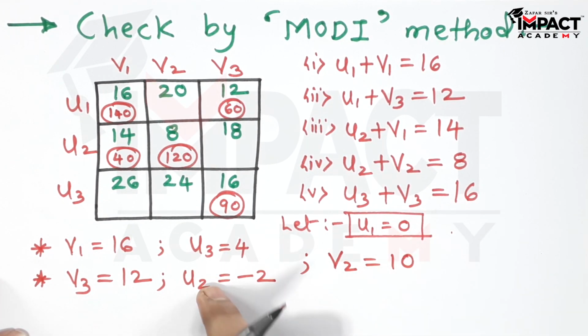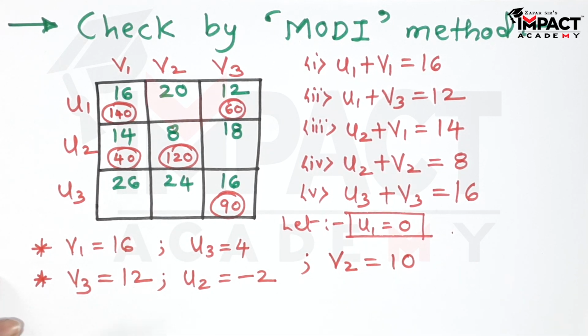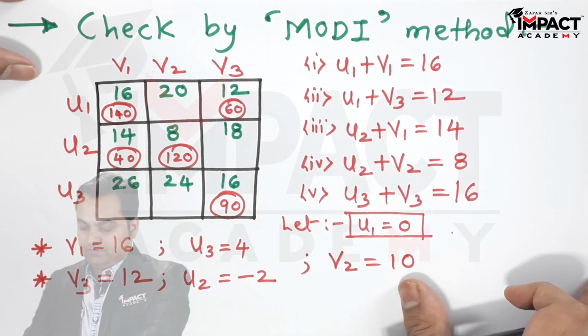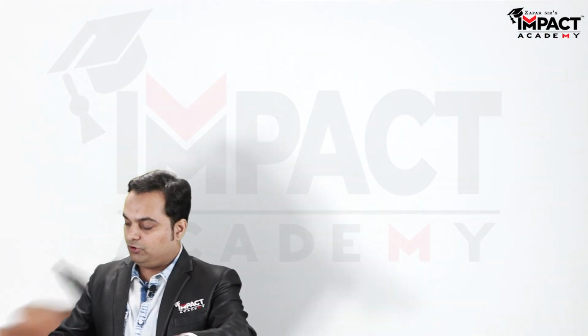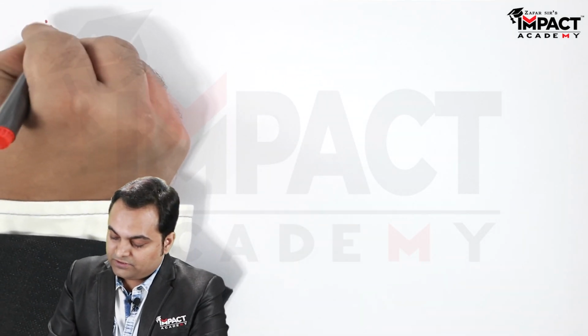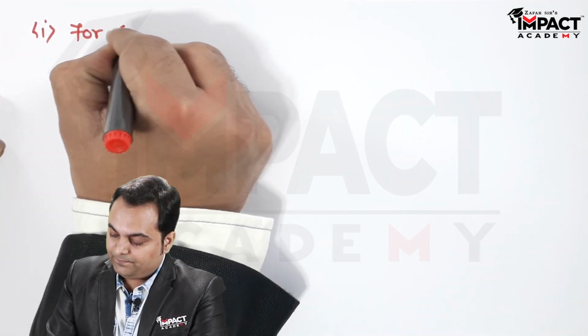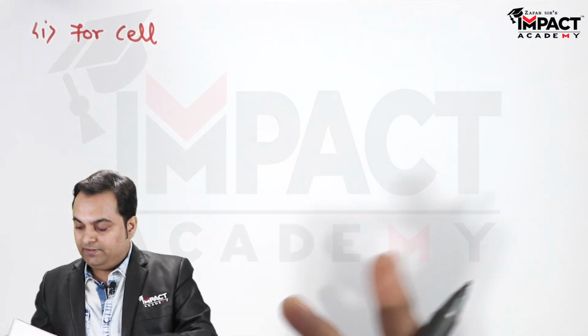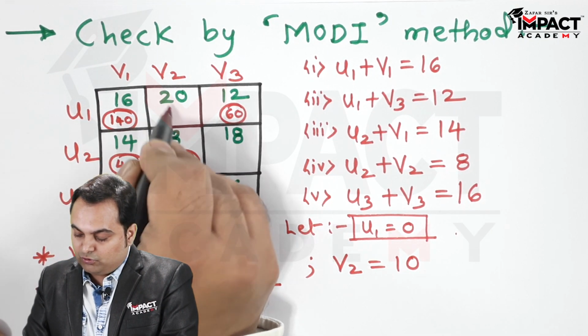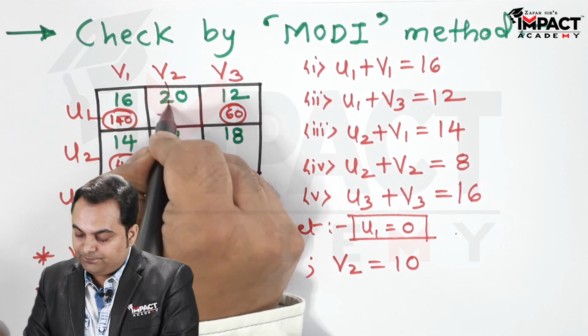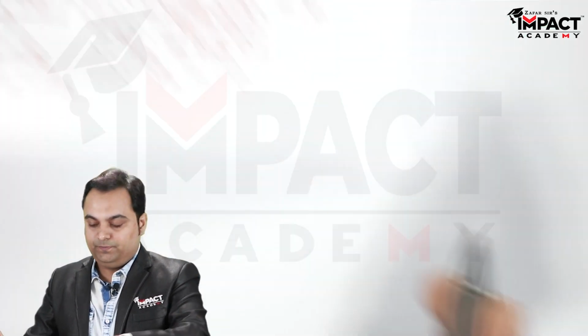Now u1, u2, u3 and v1, v2, v3, these values are known. Next, we have to check the unoccupied cells, that is, whether the cost is optimum or not. And for that, I'll explain starting with the first unoccupied cell, which is first row and second column, that is over here. So it is u1 plus v2.